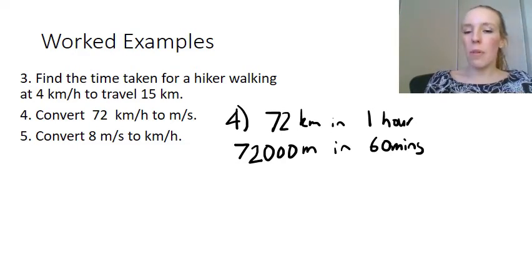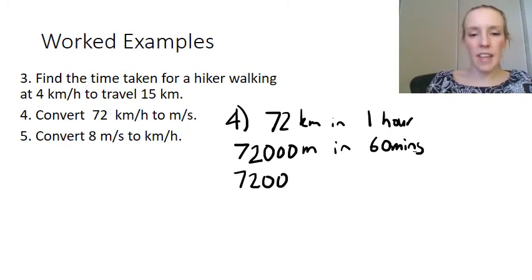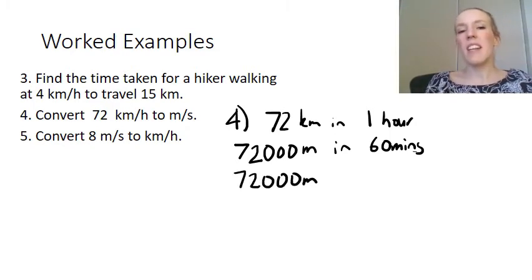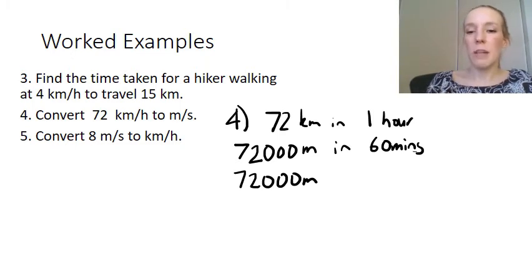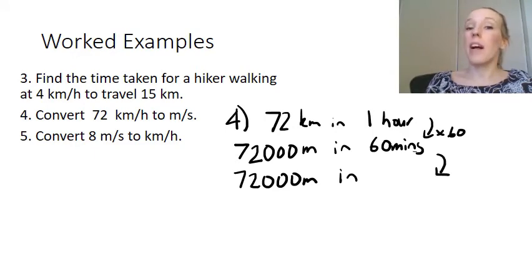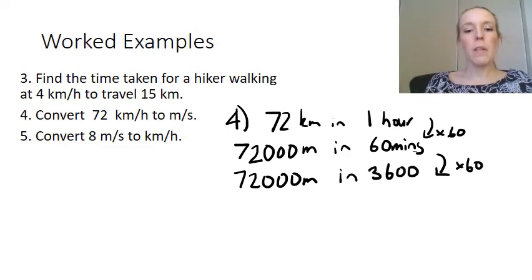Okay, so then I want to turn that into seconds. So what I'm going to have to do is multiply the 60 minutes by 60 to work out how many seconds are in 60 minutes. So this is going to stay the same, but I'm just converting 60 minutes into seconds. So how many seconds are in 60 minutes? So here I multiplied by 60. So to turn into seconds, what do I have to do? Well, I'm going to have to multiply by 60 again. So 60 by 60, which will give me 3,600.